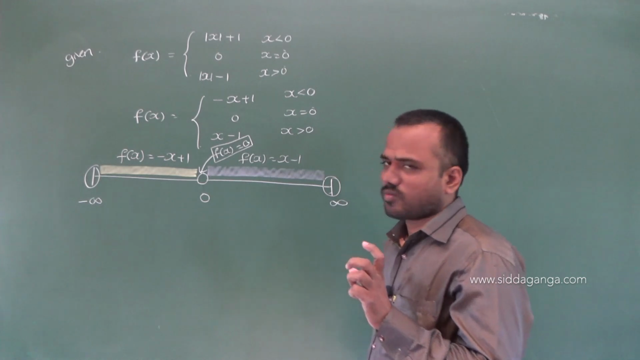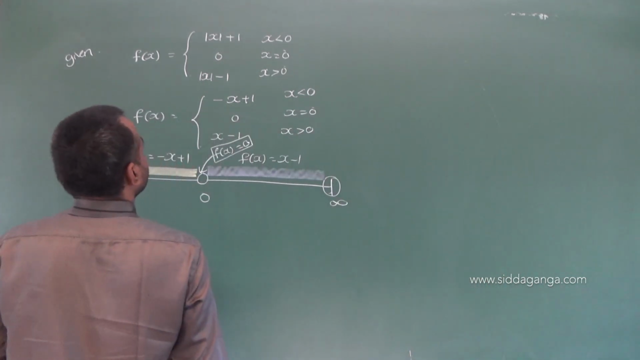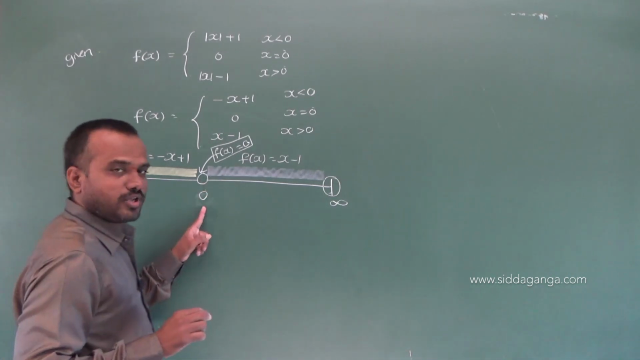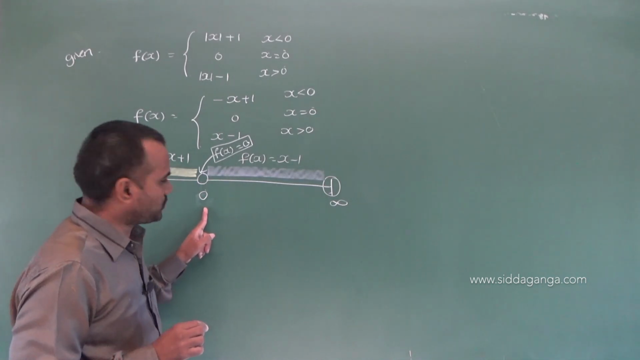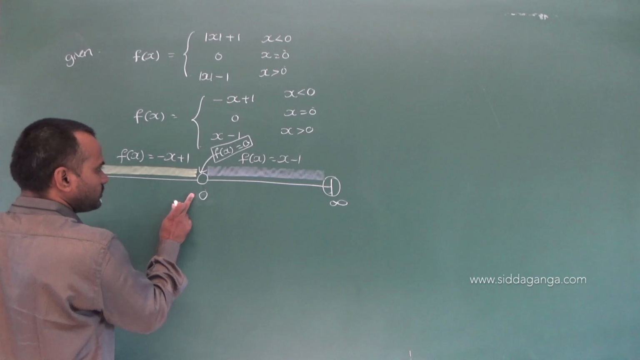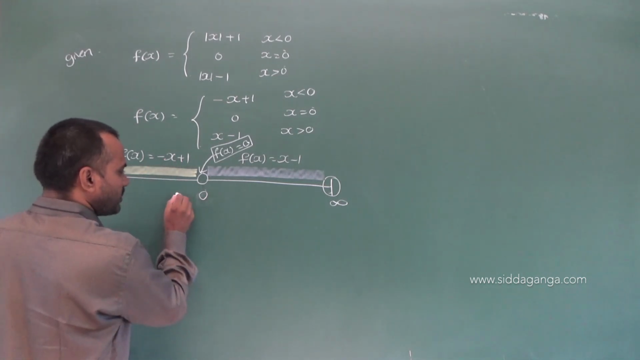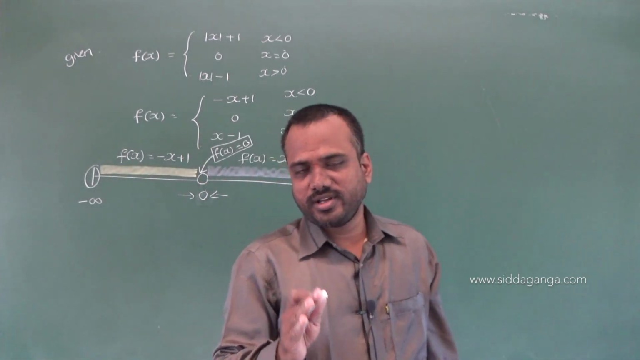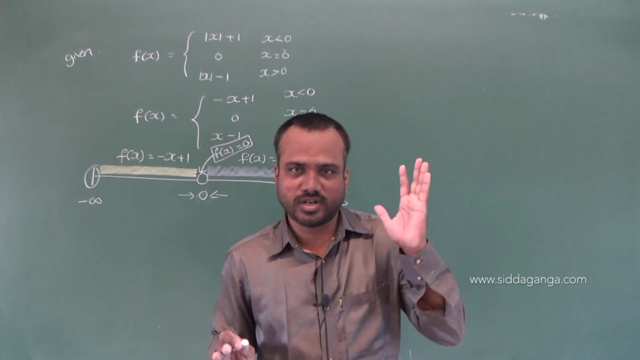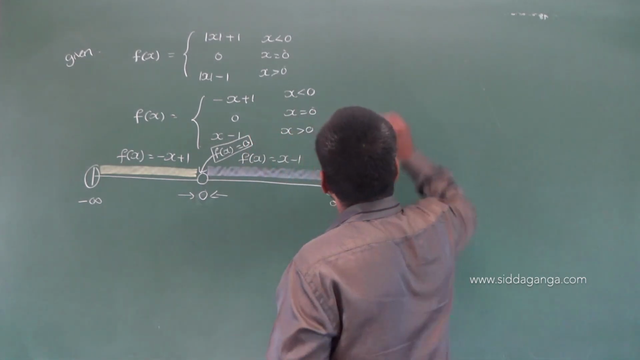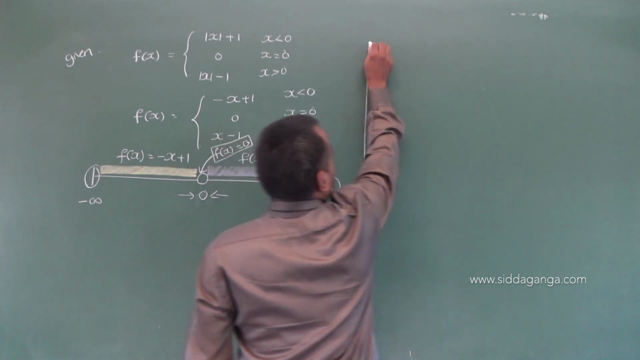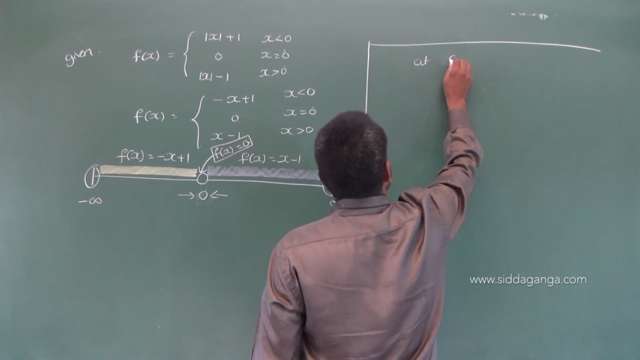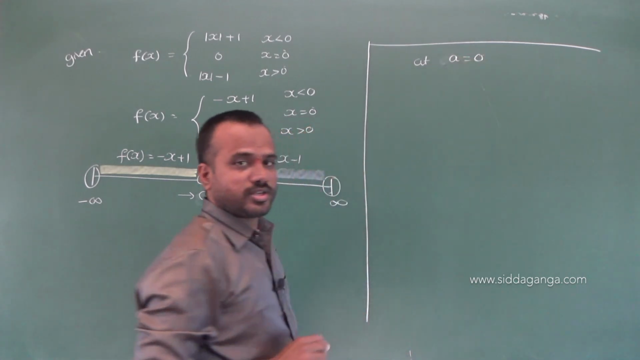What he asked: for what values of a does the limit x tends to a of f of x exist. Okay. Firstly, we find at 0. So for the left side, the function is minus x plus 1. For the right side, the function is x minus 1. That means we are finding individual values, the left hand limit as well as the right hand limit. Firstly, we check the domain at a is equal to 0.